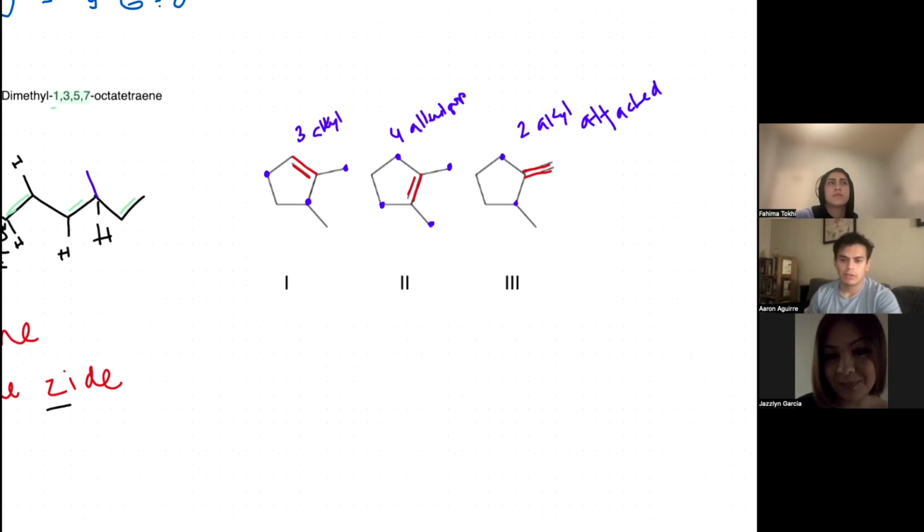So in ranking of stability, we'd have number two, number one, and number three. The more alkyl groups attached, the more stable. Okay, that makes sense. And that will apply to B as well.